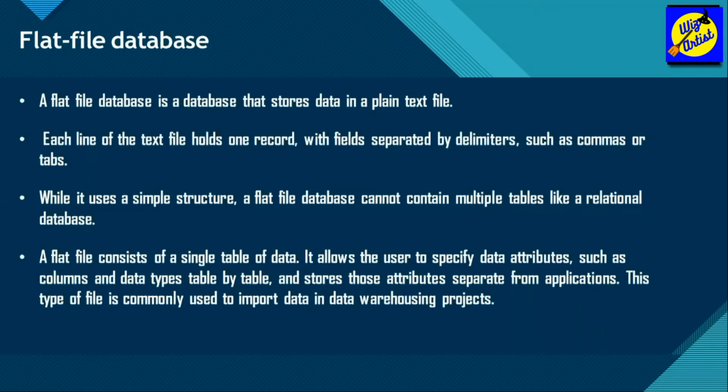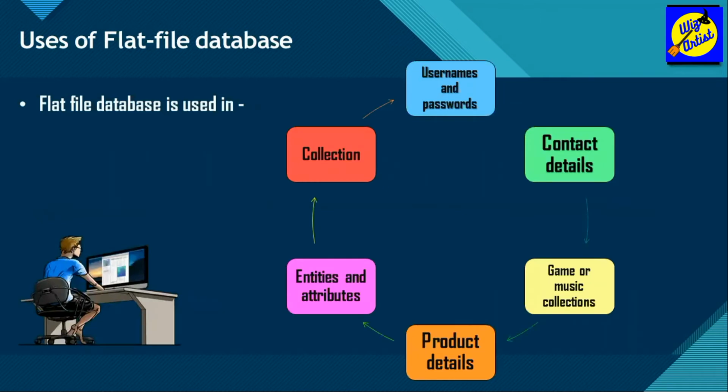It allows the user to specify data attributes such as columns and data types table by table and stores those attributes separate from application. This type of file is commonly used to import data in data warehousing projects. But what are the uses of flat file database? Flat file database is used for storing usernames and passwords, contact details, game or music collections, product details, entities and attributes, and collection too.